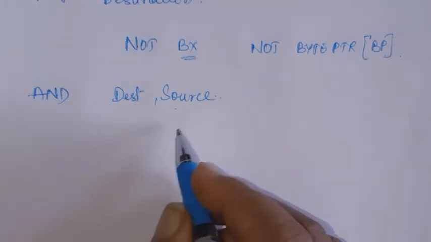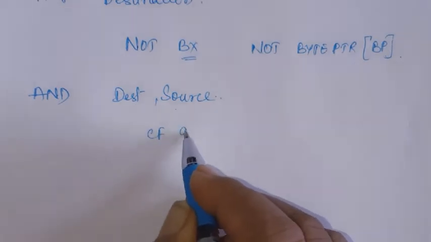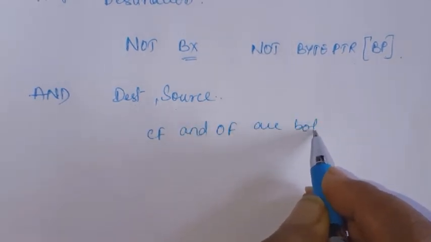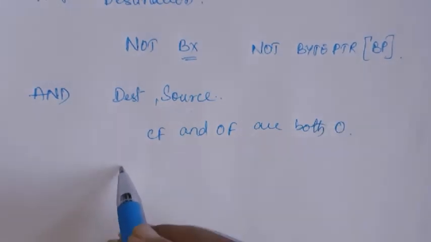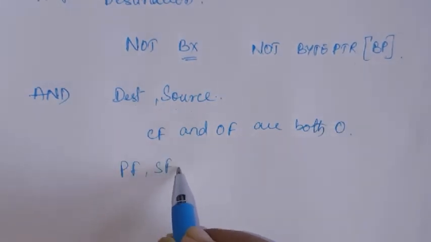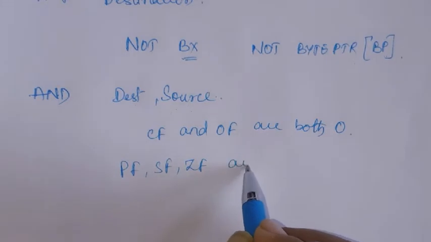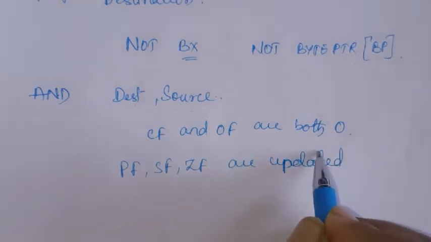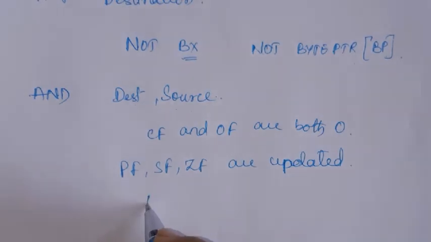With this instruction, the carry flag and overflow flag will both become 0. The parity flag, sign flag, and zero flag are updated, and the auxiliary carry flag is undefined.